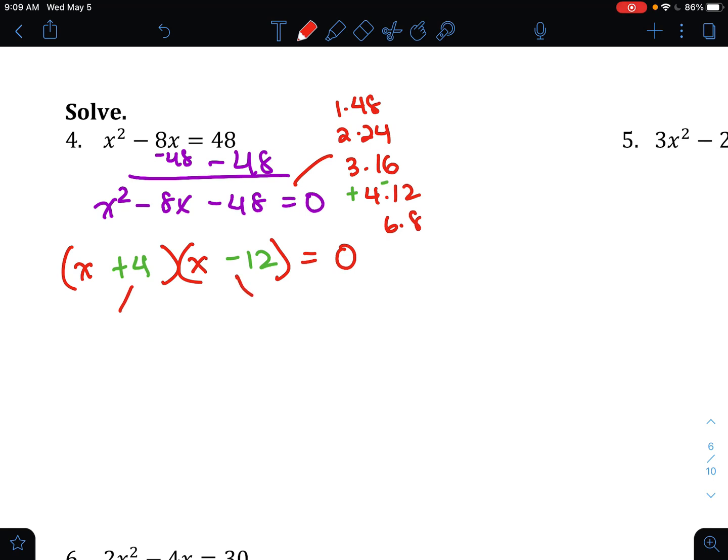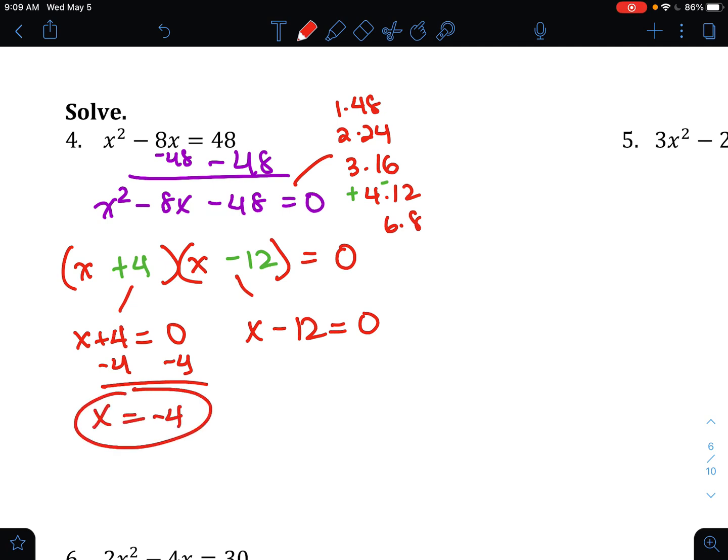Okay, let's write two equations. X plus 4 is 0. X minus 12 is 0. So take away 4. X equals negative 4, and then add 12, and so I get x equals 12.